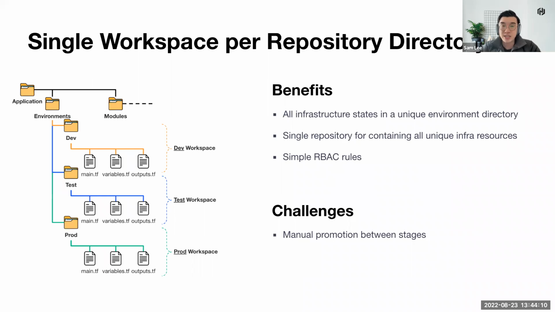Now, the benefit of this model is that it's going to simplify things a lot for us. So all infrastructure state will be hosted in their own directories. Each environment subdirectory has all the resources that they need. So you essentially have a single source of truth for each environment. And you can also apply very simple role-based access control for each of those workspaces as well. Now, the challenge that you're going to have, however, with this approach is that promoting resources across each environment is going to be a bit of a manual process. So that's something to keep in mind.